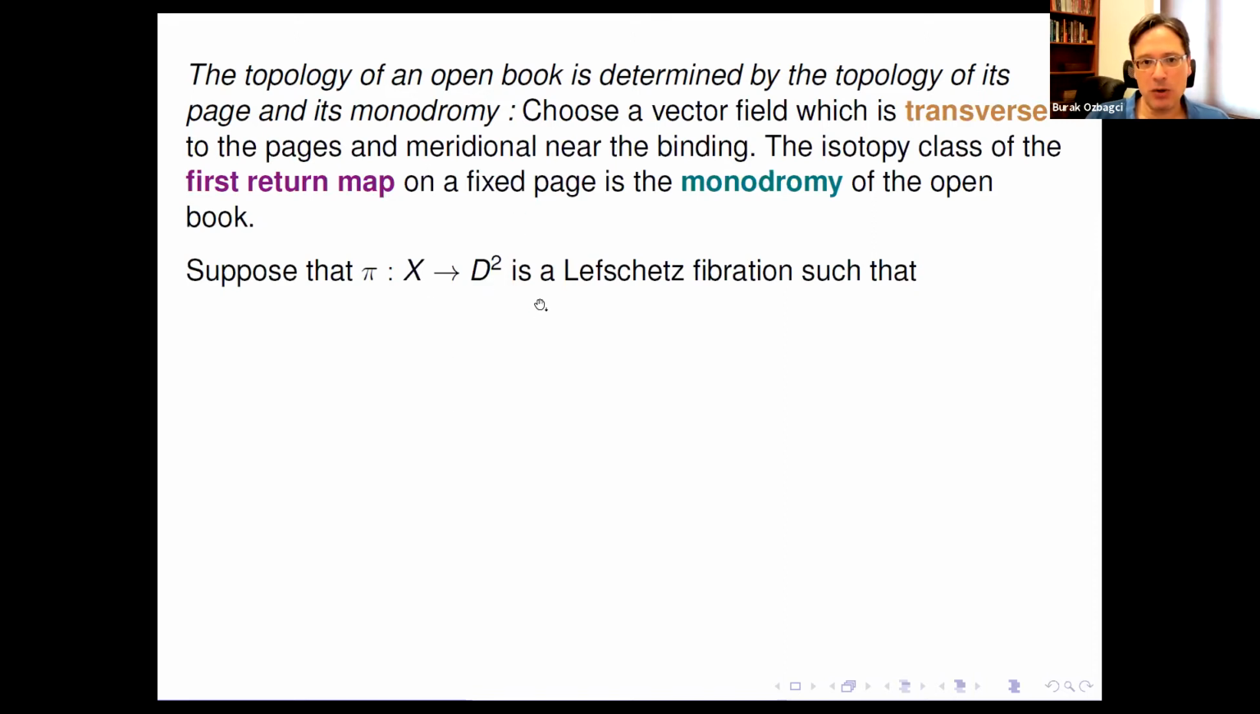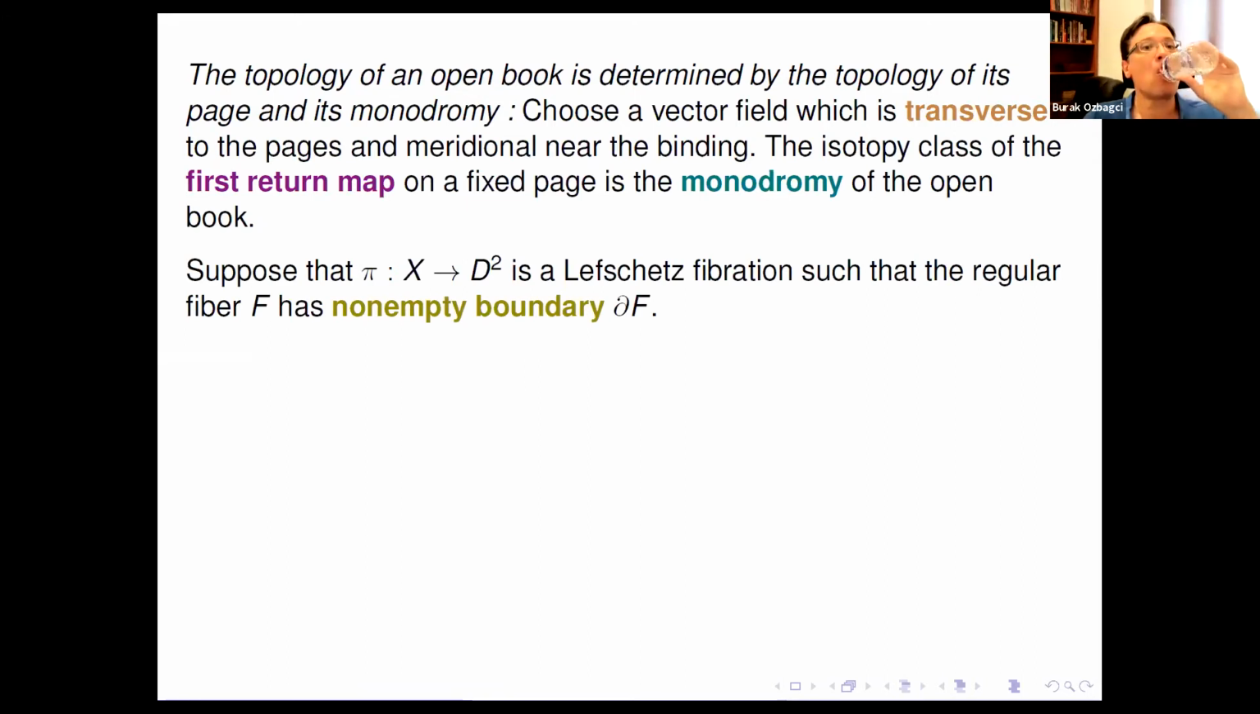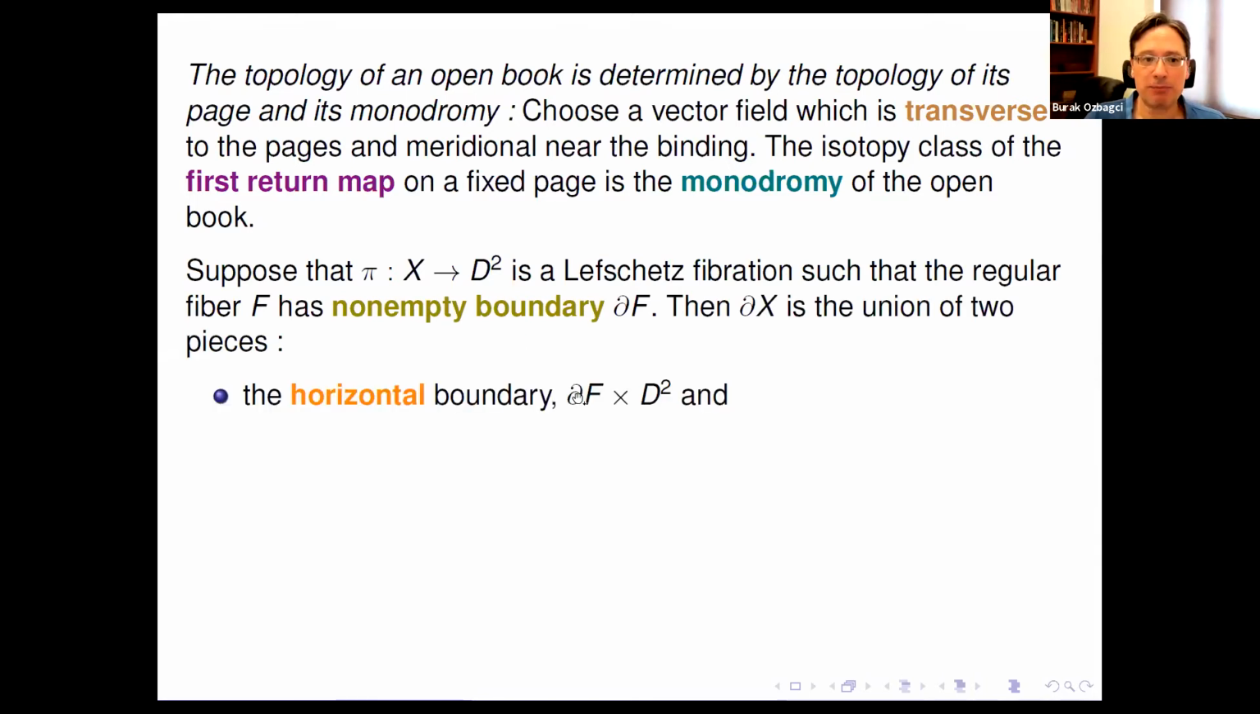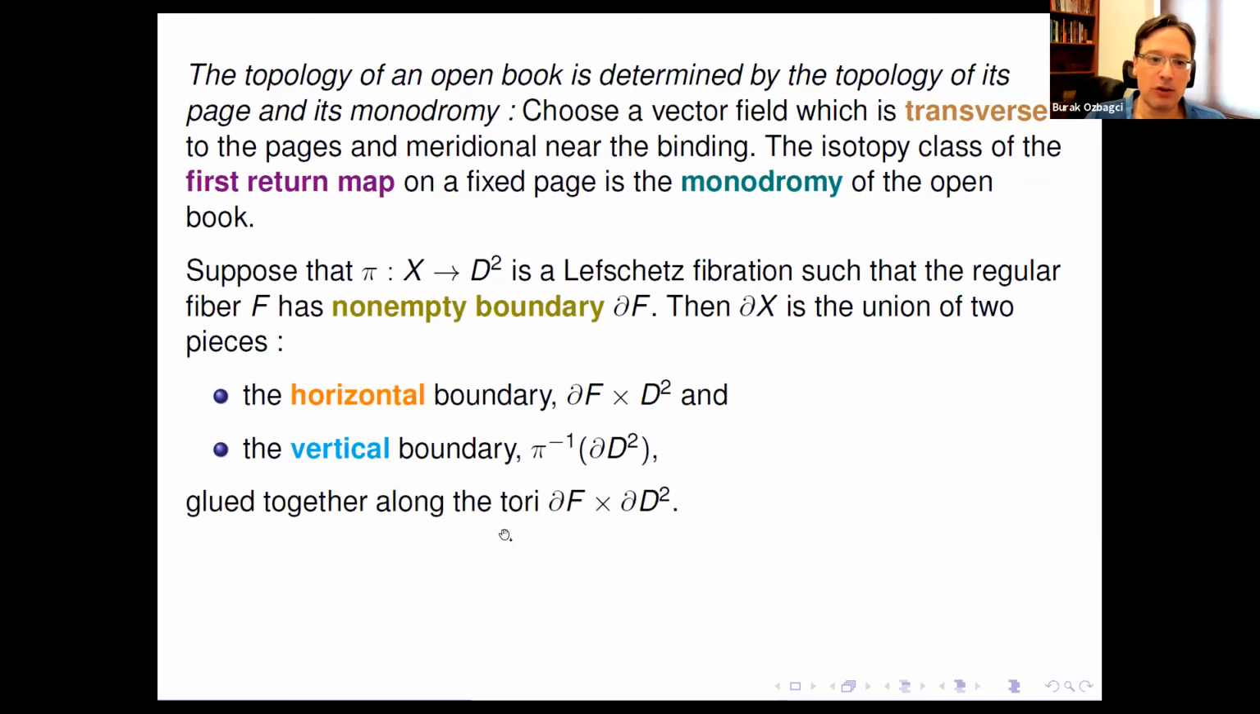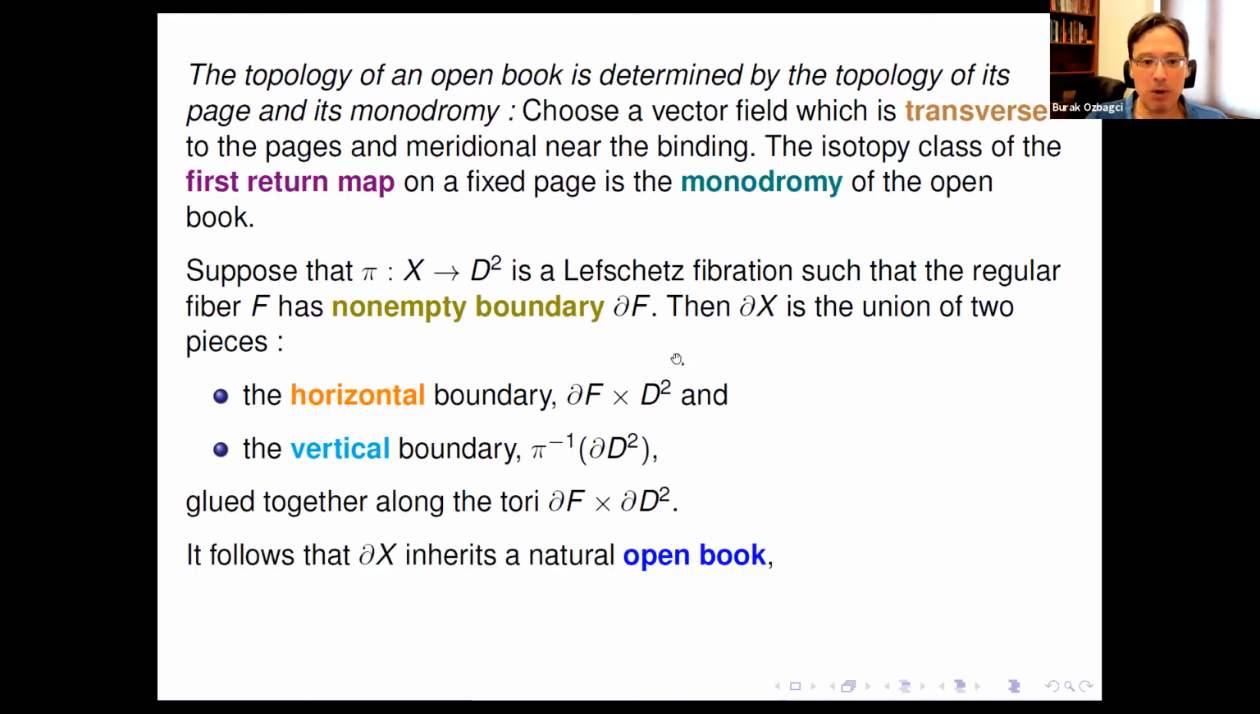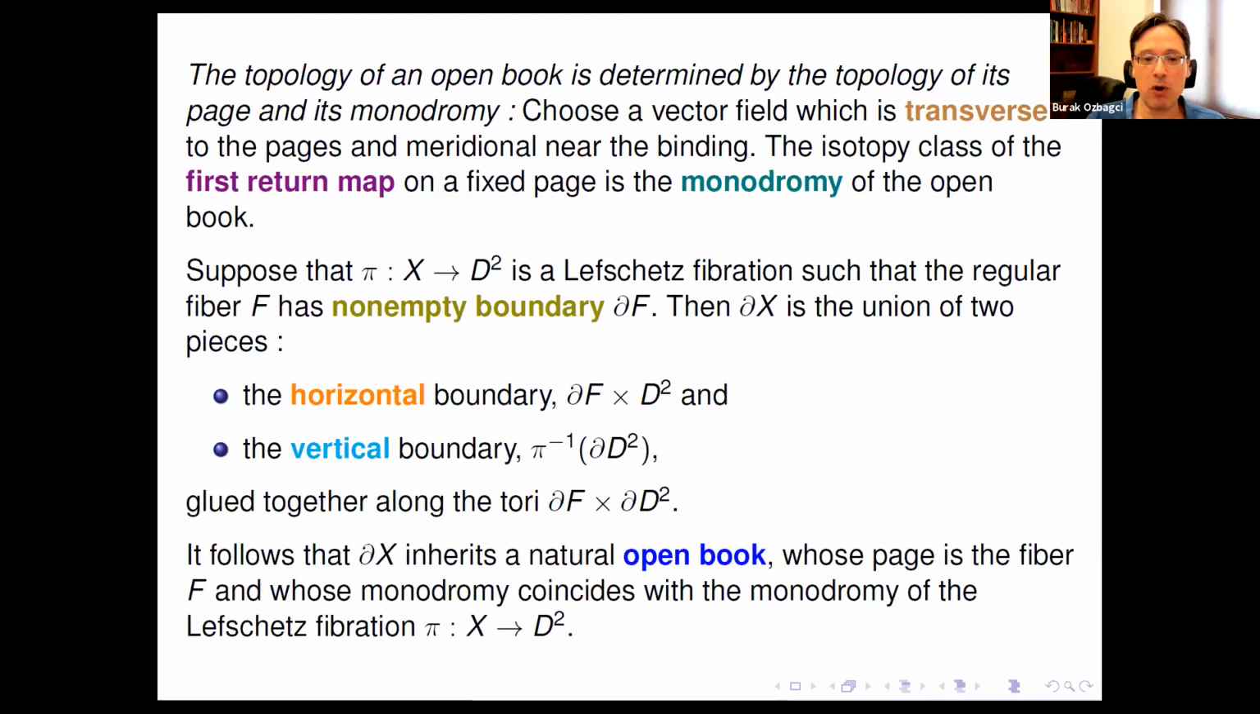Suppose that X to D2 is a Lefschetz fibration such that the regular fiber F has non-empty boundary. Then the boundary of X is the union of two pieces, the horizontal boundary, which is boundary F cross D2, and the vertical boundary, which is the inverse image of boundary D2. They're glued together along the tori, boundary F cross boundary D2. Right? So if F has more than one boundary component, you would have more than one torus in this gluing region. It follows that the boundary of X inherits a natural open book, whose page is the fiber F, and whose monodromy coincides with the monodromy of the Lefschetz fibration.